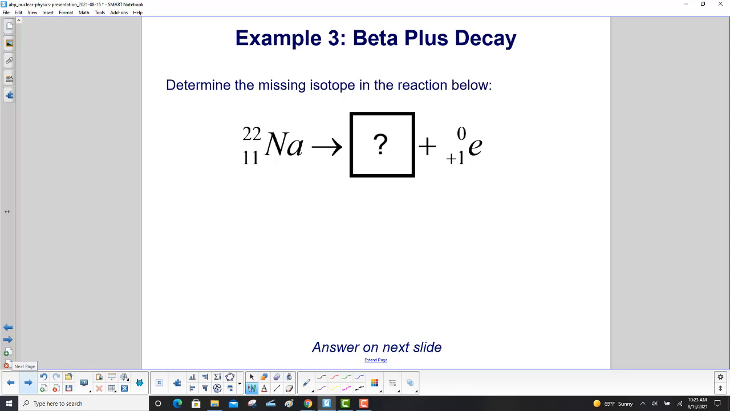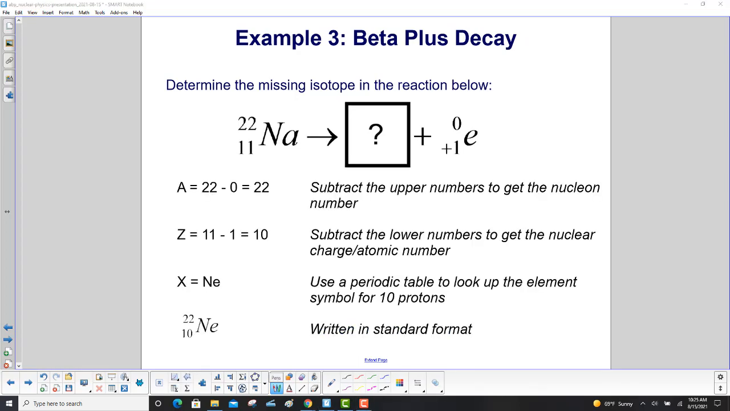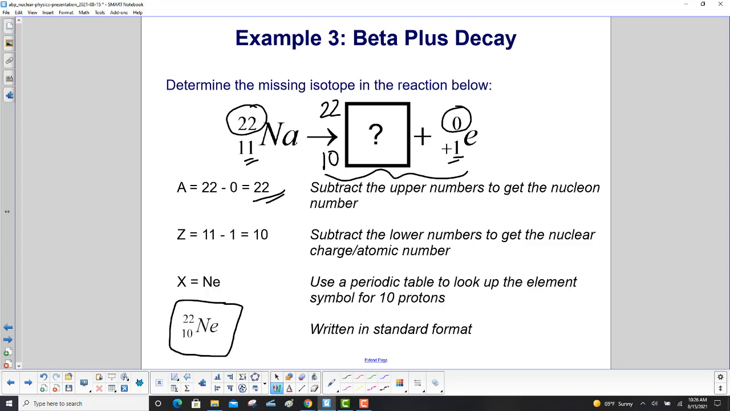We now have sodium undergoing beta plus decay, and we need to find out what this is. The numbers on top, on the left side, have to equal the sum on the right side. So you do 22 minus 0, and you get 22. Same thing on the bottom for the charge. You have 11 minus 1, and that gives you 10. So on the right side, you have 10 plus 1. On the left side, 11. That's good. That's a conservation of charge. Go to the periodic table. Find out that 10 protons is neon. So you write it with the atomic mass in the upper left-hand corner and the atomic number in the lower left-hand corner.